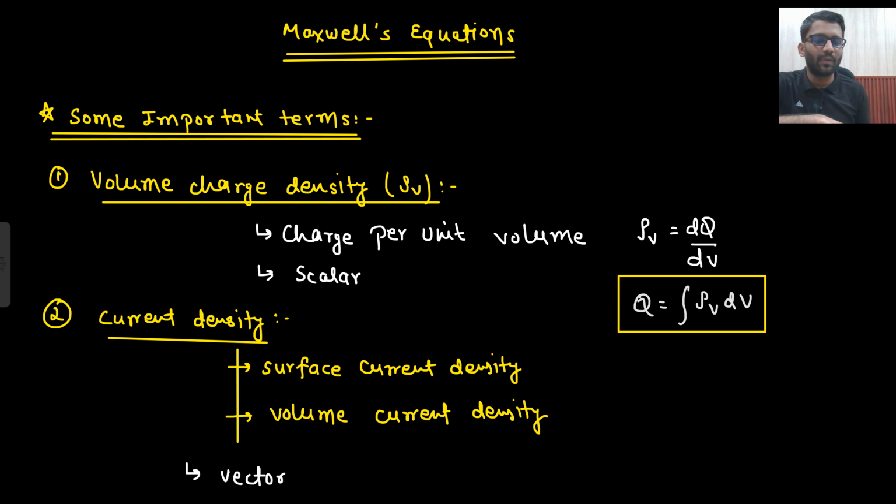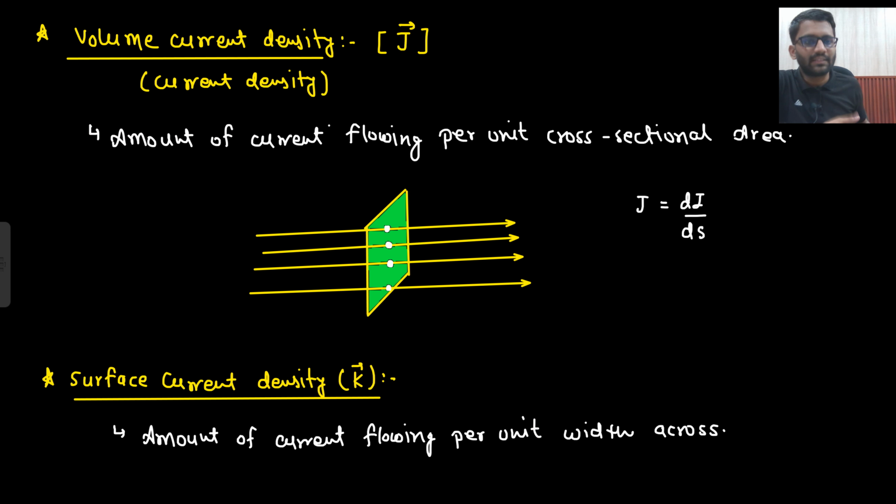So what do you mean by volume current density? Volume current density is the amount of current flowing through per unit cross-sectional area. So this is a cross-sectional area. How much current is passing? That's it. If I take a cross-sectional area of 1 meter square, then how much current is passing through it is known as volume current density. So J equals di by ds. From here, if I need to find the current, that would be J into ds.